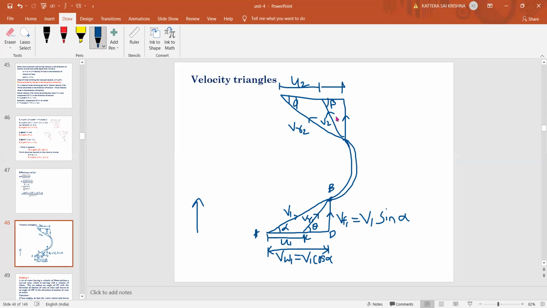So this is the horizontal component of V2. Nothing but this will bend towards upside. So that is the V2 cos alpha, which will be our VW2, just write VW2 here. Next vertical component is VF2. Okay, so this is the process for writing the outlet triangle, right?